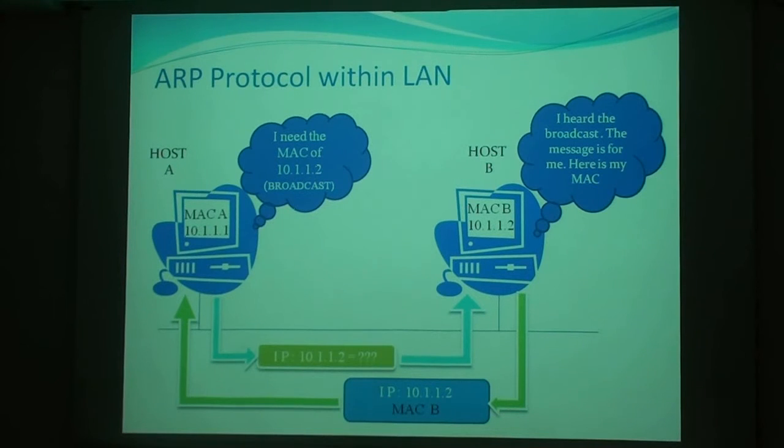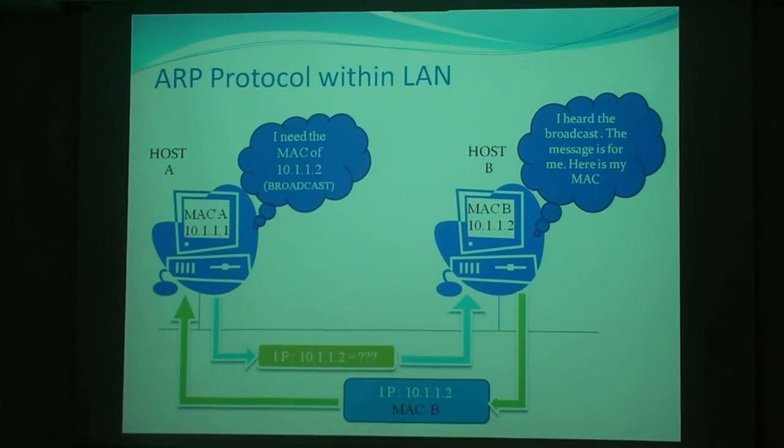So what it does is it sends a broadcast frame. Now this broadcast frame is sent on the LAN. All the machines or the hosts connected to the LAN accept this frame. They check for the target IP. If this frame is made for them, they accept it, otherwise they discard this frame. Now here the frame is made for host B. So this frame is accepted by host B.